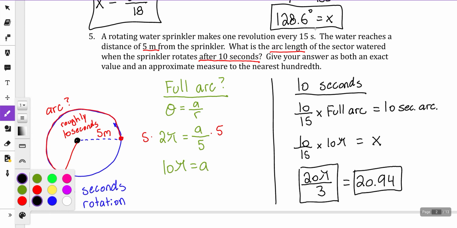Why is it 20 over 3 if both the 15 and the 10 are divisible by 5? Maybe I did it wrong. If they both divide by 5, it becomes 2 over 3. 2 times 10 is 20, and the 3 still stays on the bottom. Oh, because I times it by 10 pi. Yeah.